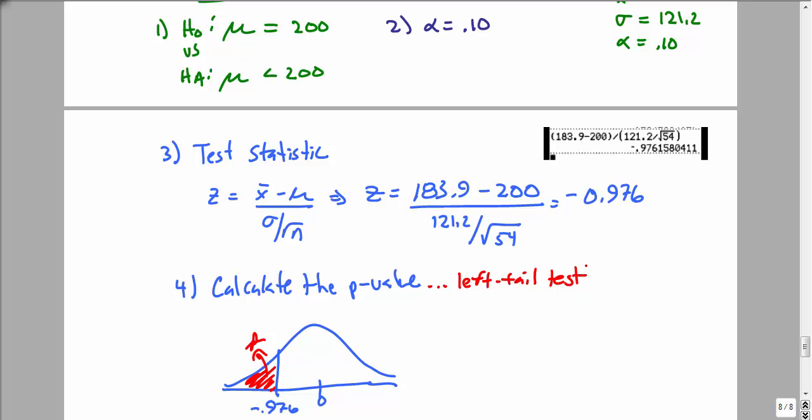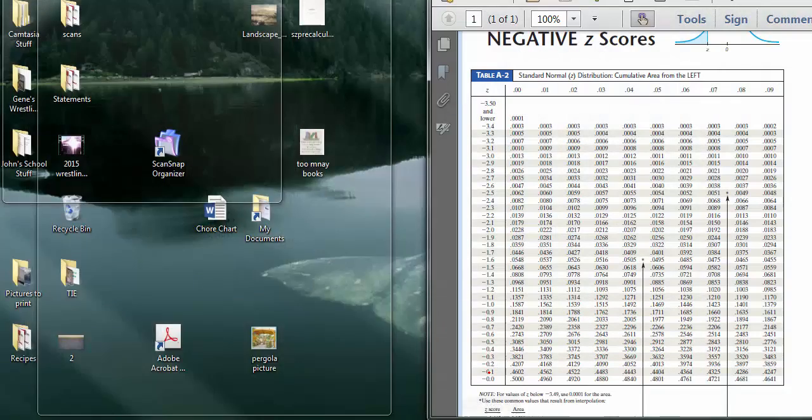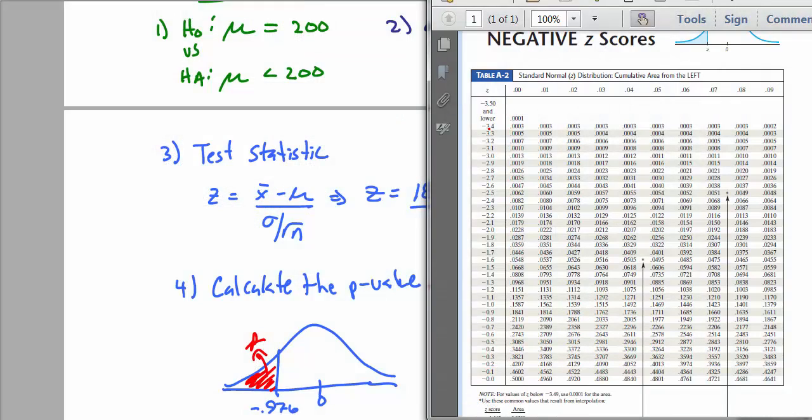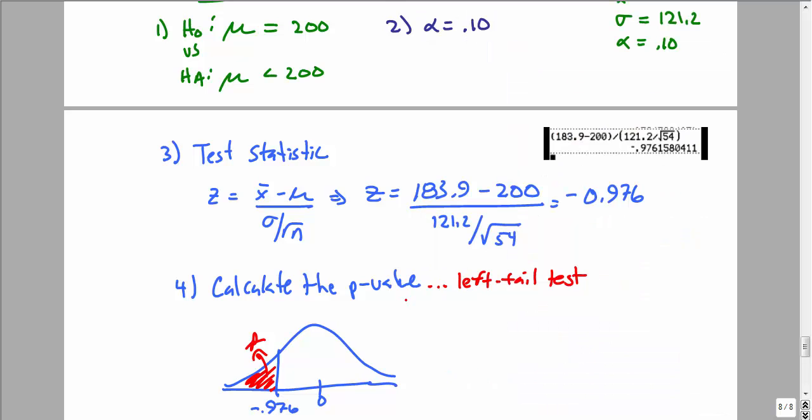Okay, so there's several different ways I can find this. Because I'm using the normal distribution, I could use the normal tables. And I'd look under 0.976, which would round to negative 0.98. So negative 0.98 gives 0.1635. So if I look up phi of negative 0.976, I get 0.1635 for my p-value.